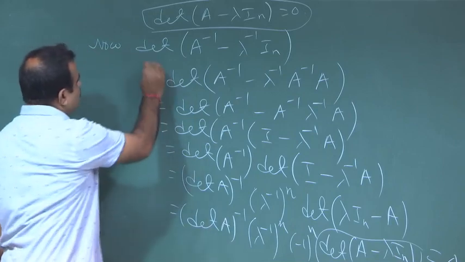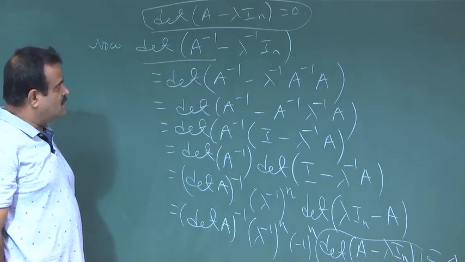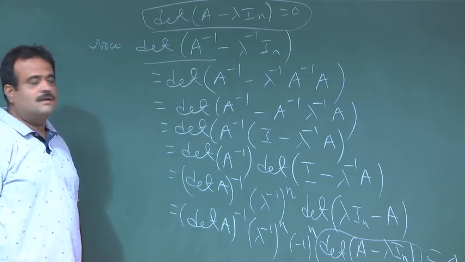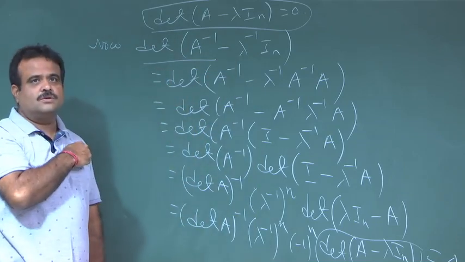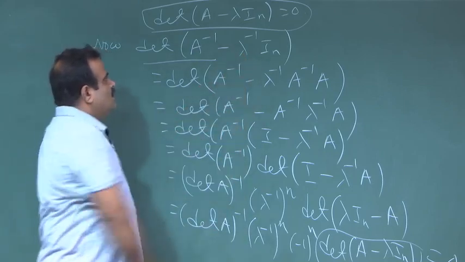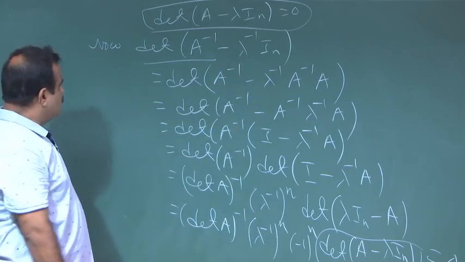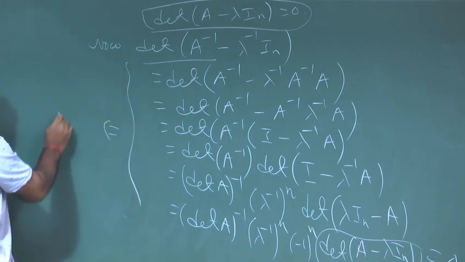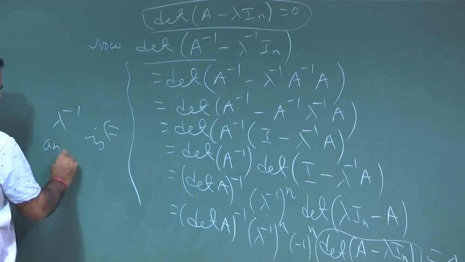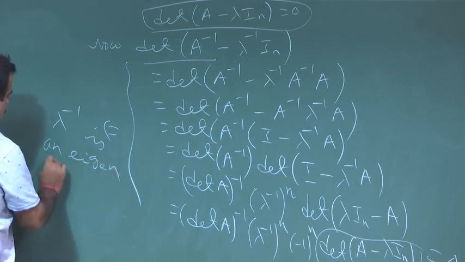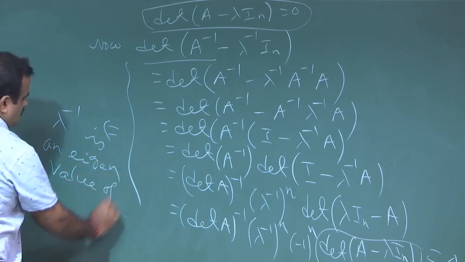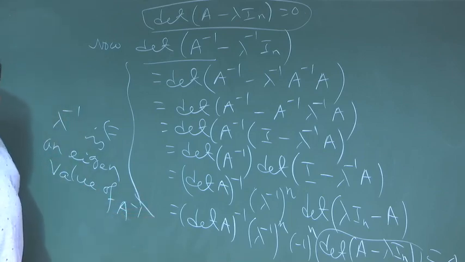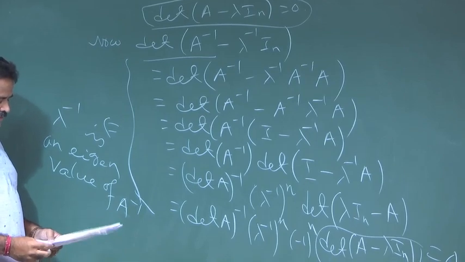So, that means det of A inverse minus lambda inverse I_n is 0. So, this is the characteristic equation of A inverse. So, it has a root lambda inverse. This implies lambda inverse is an eigenvalue of A inverse. So, this is the proof. Lambda inverse is the eigenvalue of A inverse.